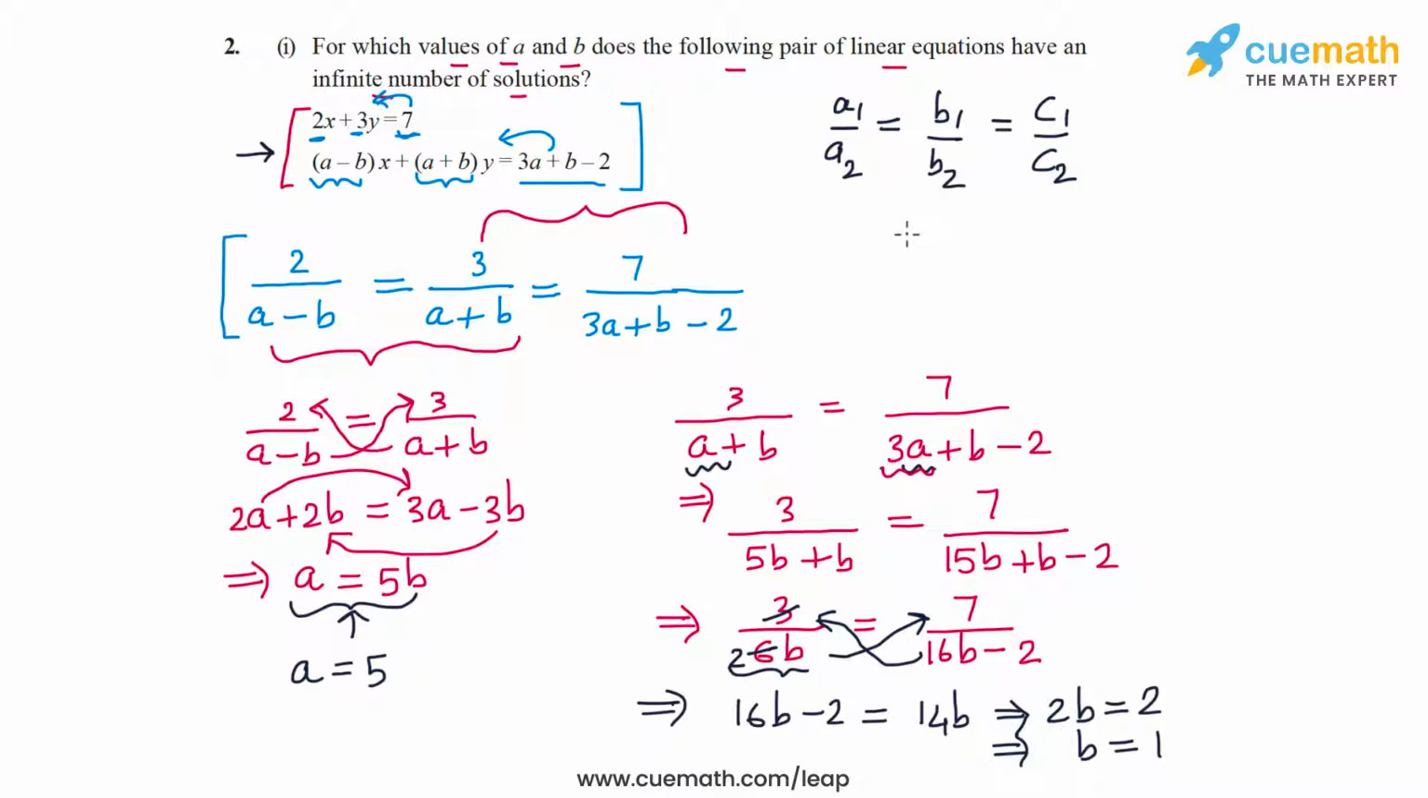So the first equation is 2x plus 3y equal to 7, and in the second equation we have a minus b times x. Now a minus b is 4, so 4x. Then we have a plus b times y, which is 5 plus 1, that's 6, so 6y. And then we have 3a plus b minus 2. 3a is 15, 15 plus b is 16, 16 minus 2 is 14. So 14 is the constant term in the second equation.